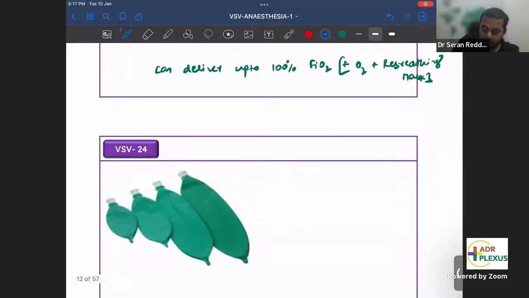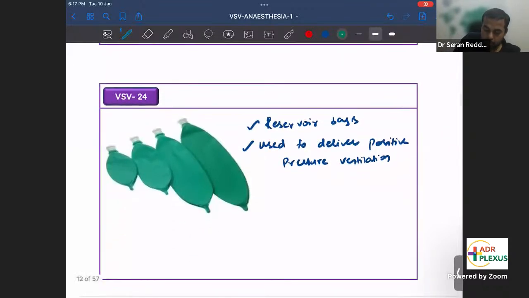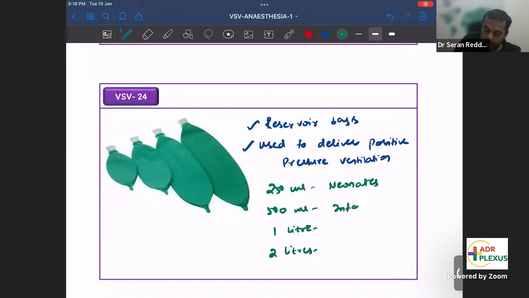Then these are reservoir bags, used to deliver positive pressure ventilation. The sizes are 250 ml, 500 ml, 1 liter, and 2 liters: 250 ml in neonates, 500 ml in infants, 1 liter in adolescents, and 2 liters in adults.